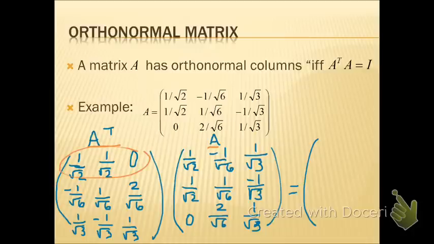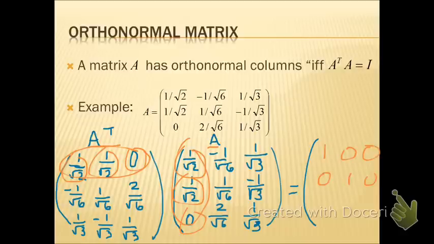So let's do only the first operations. We'll have 1 over the square root of 2 times 1 over the square root of 2. So we have 1/2 plus 1/2 plus 0, so we get a 1 entry here. And if you go through and do likewise, you'll get 0, 0, 0, 1, 0, and 0, 0, 1. I would like for you to do this on your own. And indeed, this is the identity matrix. So we can say that this matrix is orthonormal.